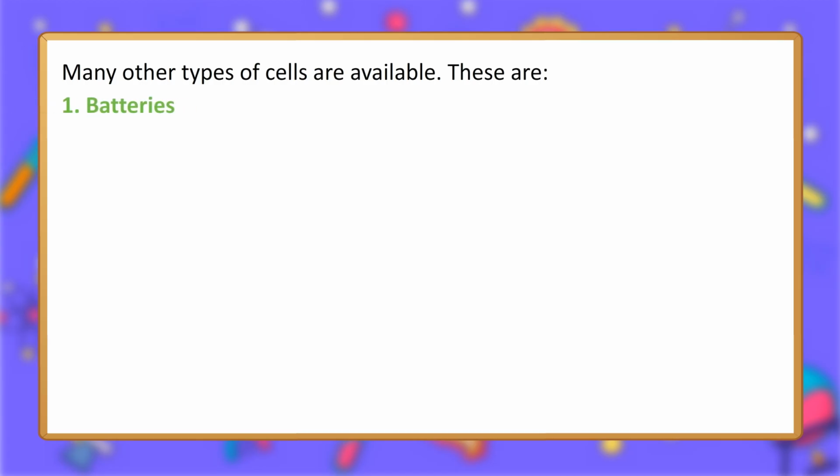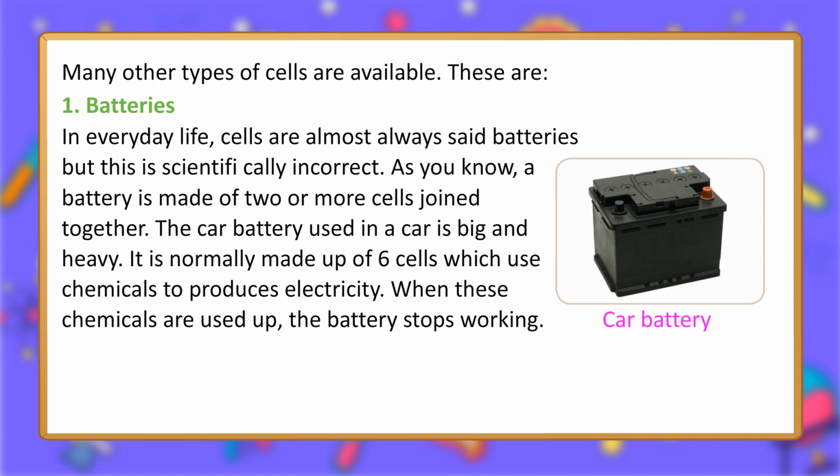These are: 1. Batteries. In everyday life, cells are almost always called batteries, but this is scientifically incorrect. As you know, a battery is made of two or more cells joined together. The car battery used in a car is big and heavy. It is normally made up of 6 cells which use chemicals to produce electricity. When these chemicals are used up, the battery stops working. Car battery.